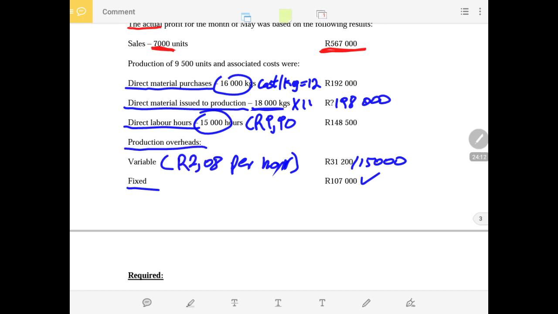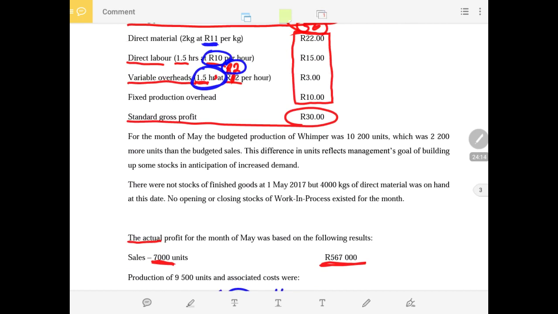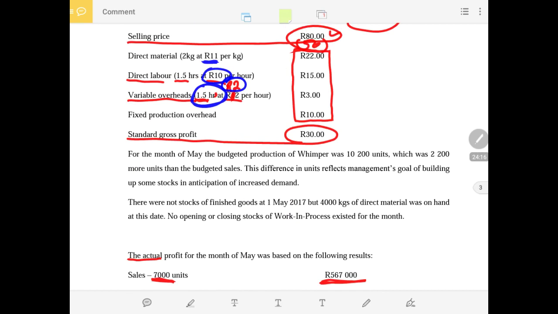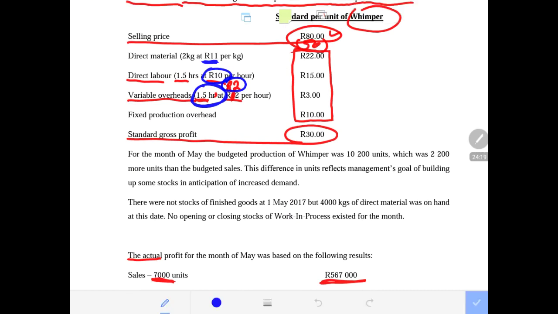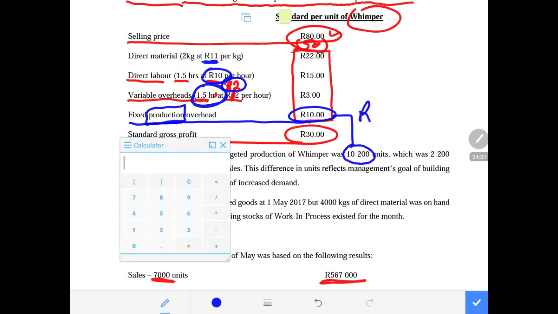Fixed is 107,000. We just need to check how much is our budgeted fixed overheads in total. Our budgeted fixed overhead was given as 10 rand, and they said fixed production, meaning the fixed overhead was based on the number of units that were manufactured. So now I can say 10 rand times 10,200 budgeted production, and this gives me 102,000 rands.